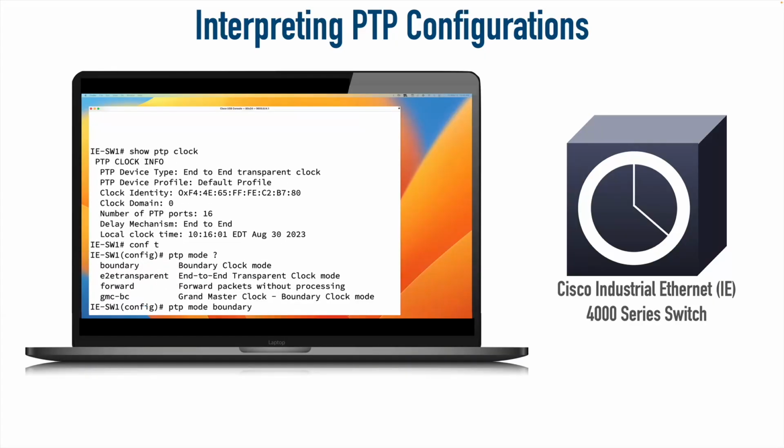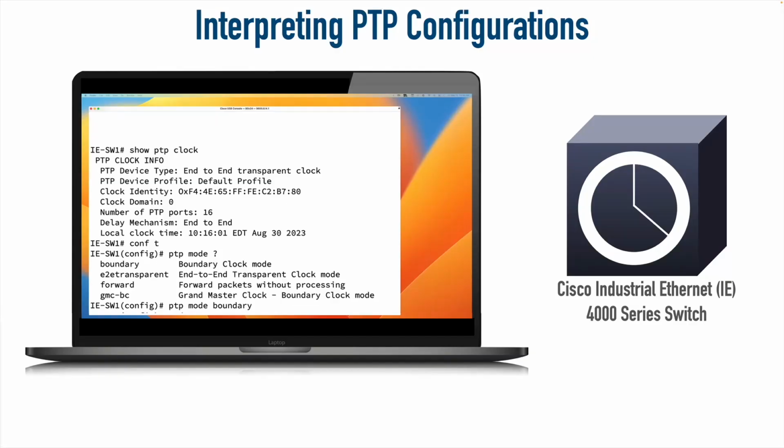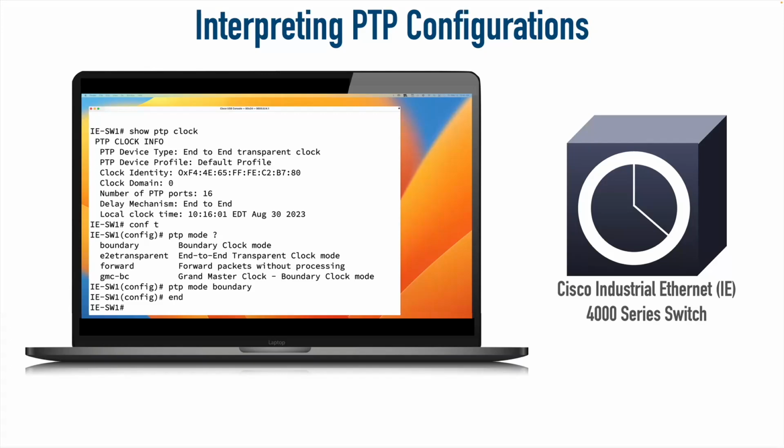We could say boundary to make this a boundary clock. We could set it back to end-to-end transparent if we wanted to. If we say forward, it's not really going to be acting as a PTP clock. It's just going to forward that PTP traffic through the switch without attempting to calculate a residence time. If we want to make a switch a Grandmaster, though, we can say gmc-bc, which is short for Grandmaster clock in boundary clock mode. And if I want to change this from end-to-end transparent to a boundary clock, I could say ptp mode boundary. And that's how simple it is to change to a different PTP mode.